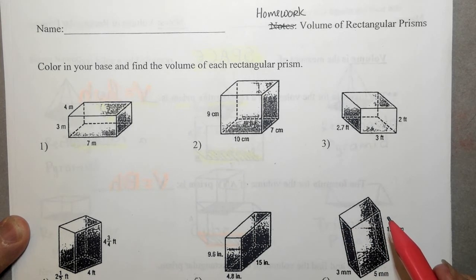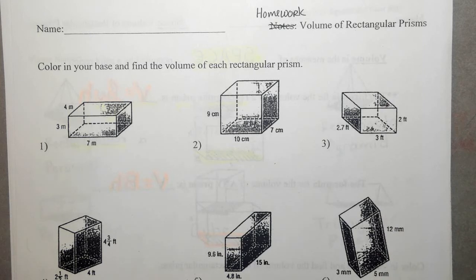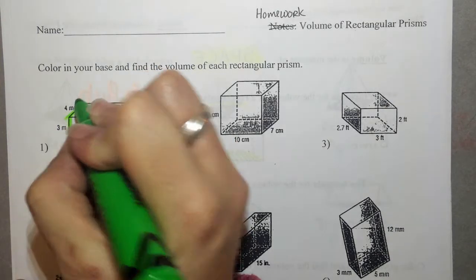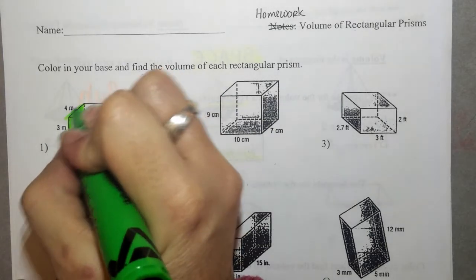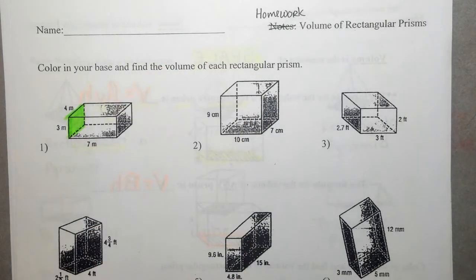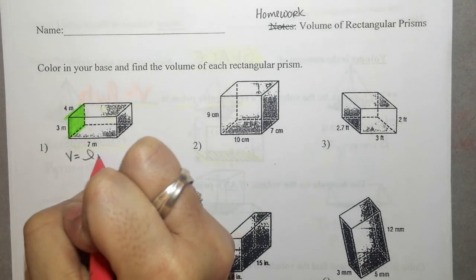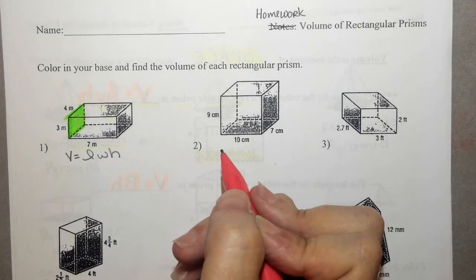It doesn't matter which base you choose, as long as you're choosing a base that has two numbers. So, I'm going to choose this one. I'm going to do this one, a 3 by 4. That is going to be my base, 3 times 4. When I do this problem, I'm going to do volume equals length times width times height.